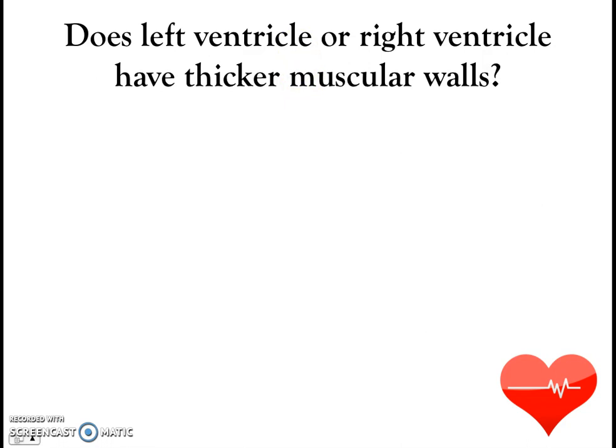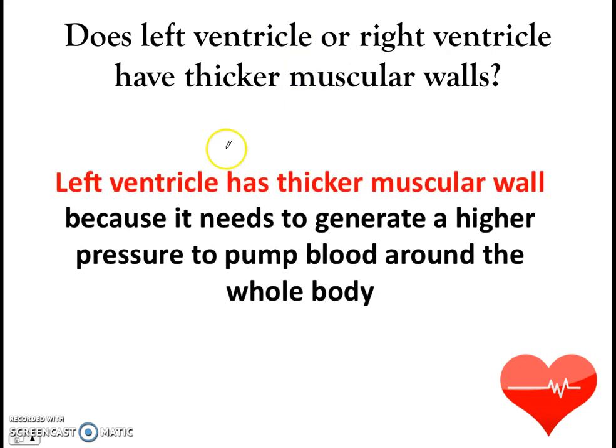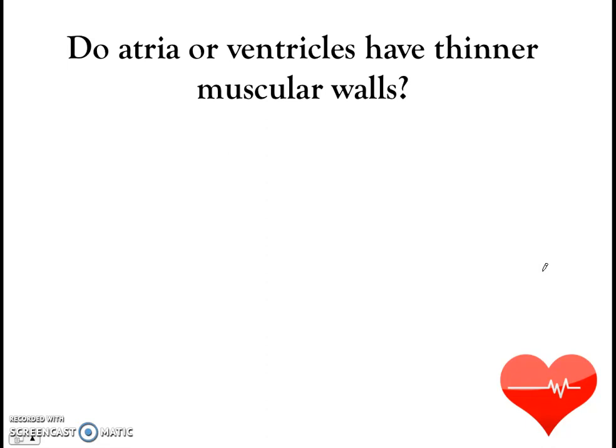Now it turns out that it is the left ventricle that has a thicker muscular wall. And that's because the left ventricle needs to generate a higher pressure than the right ventricle. And that's because the left ventricle needs to pump blood around the whole body. Or, if you remember, it pumps blood into the systemic circulation. Okay, so let me bring you back to the diagram and you can see that.